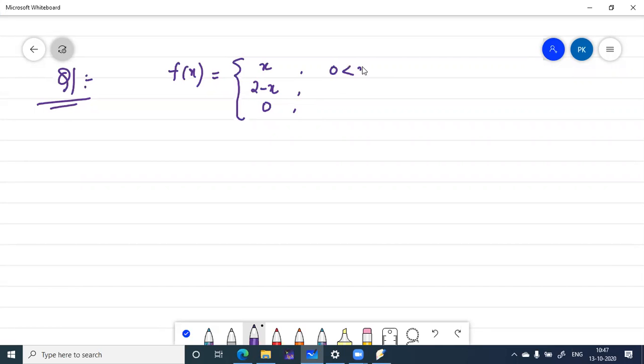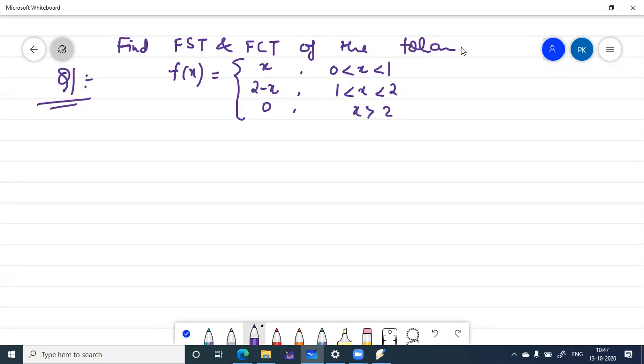The function is defined as x for x between 0 and 1, 2 minus x for x between 1 and 2, and 0 for x greater than 2. Now find the Fourier sine transform and Fourier cosine transform of the following function.